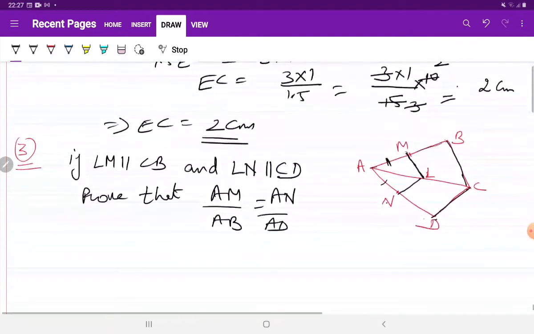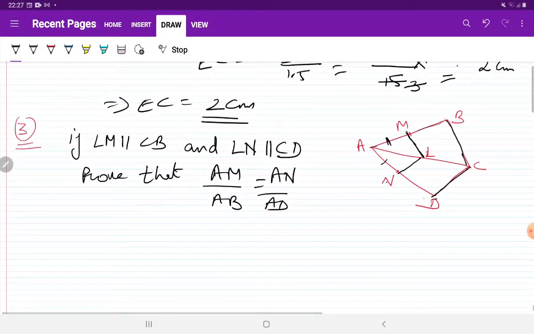Again we are using Thales theorem here. How can we use Thales theorem again? See, we have 2 lines that are parallel. In the previous question I already discussed, if 2 lines are parallel, then the other 2 sides are in the same ratio. So in that way we can use it here. So, solution.